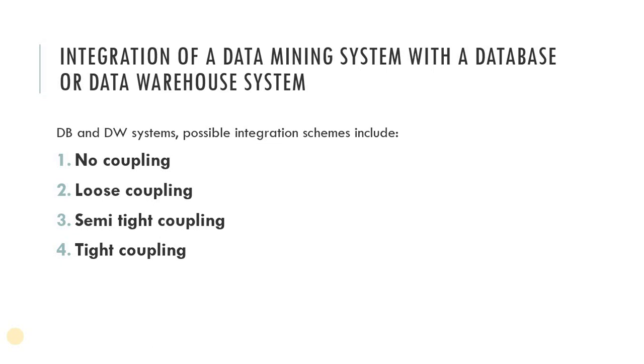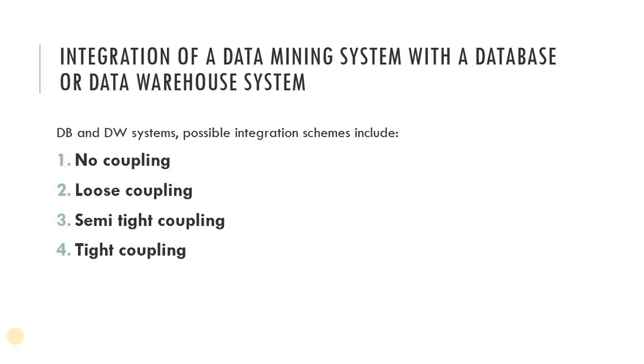Loose coupling is better than no coupling, because it can fetch any portions of data stored in the database or data warehouse by using query processing, indexing and other system facilities. However, many loose coupling mining systems are memory based, because the mining does not exploit data structures and query optimization methods provided by the database or the data warehouse systems. So it is difficult for loose coupling to achieve high scalability and good performance with large data sets. We can say that loose coupling is used when the database size is very small.